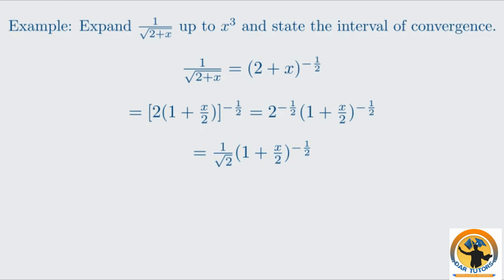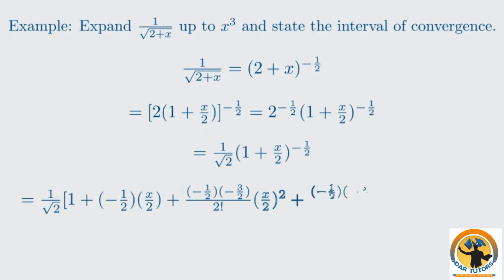Now we expand the bracket. Here, n is -1/2, and our x term is x/2. The expansion is 1 + n times x + n(n-1)/2! times x squared + n(n-1)(n-2)/3! times x cubed, and so on.